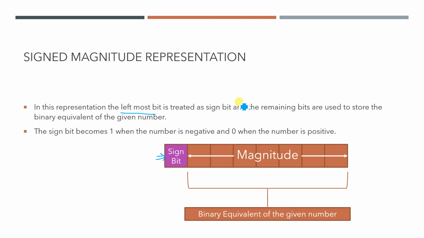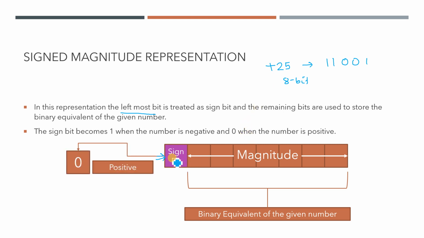Suppose somebody asks you to represent 25 in an 8-bit word. Represent plus 25, obviously, because sign is not mentioned. So if you want to store plus 25 in an 8-bit word, you know that 25 is 1 1 0 0 1. You just represent this value at the magnitude place, and the sign bit must depend upon the positivity or negativity.